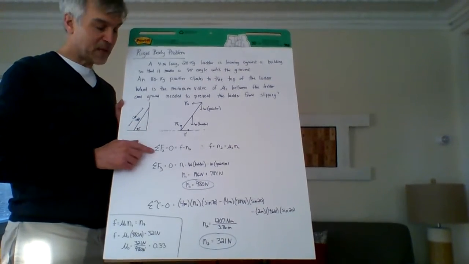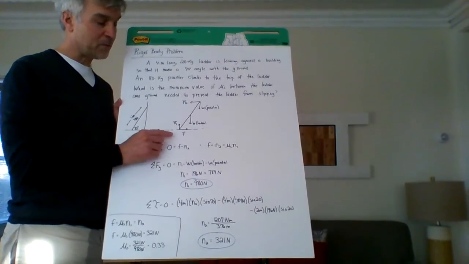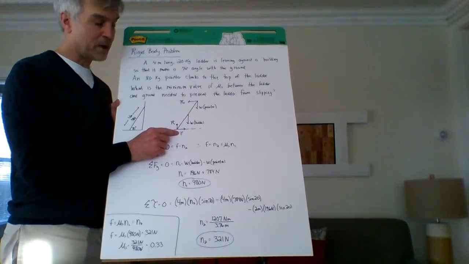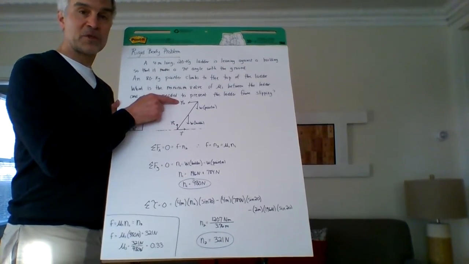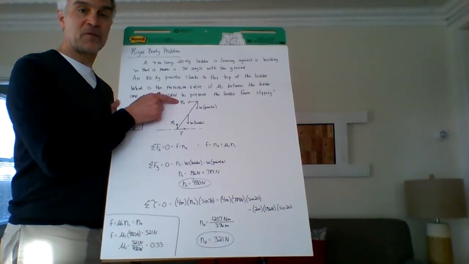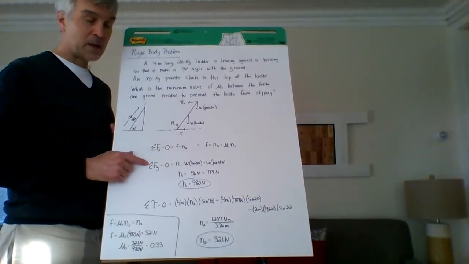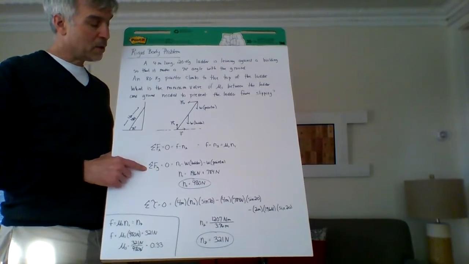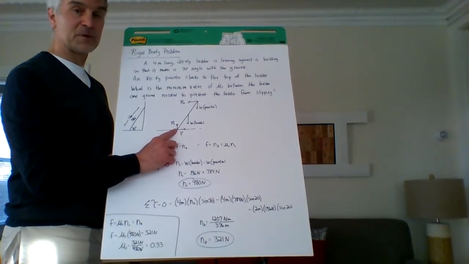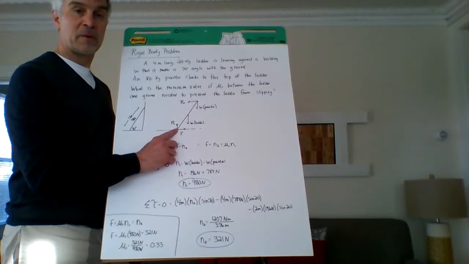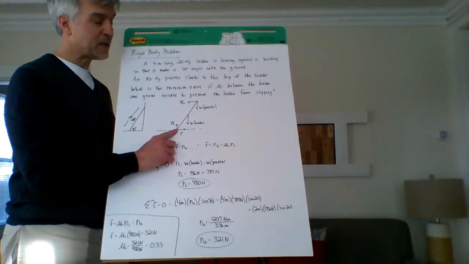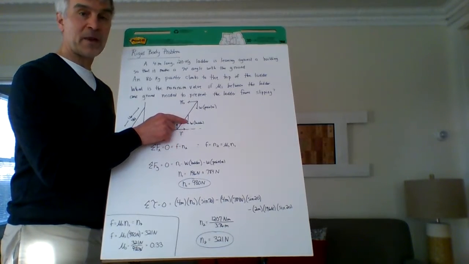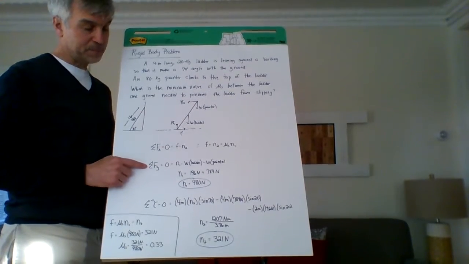Okay, so as I was saying, the net force in the x direction is 0, which means that this friction force to the right and this normal force between the building and the ladder to the left have to be the same size. Now, the net force in the y direction is also 0, which means that this normal force applied to the bottom of the ladder by the ground has to be the same size as the weight of the ladder plus the weight of the painter.